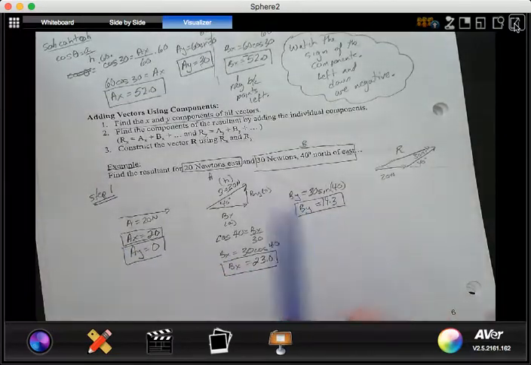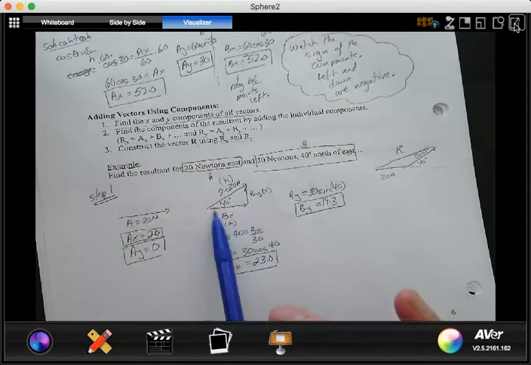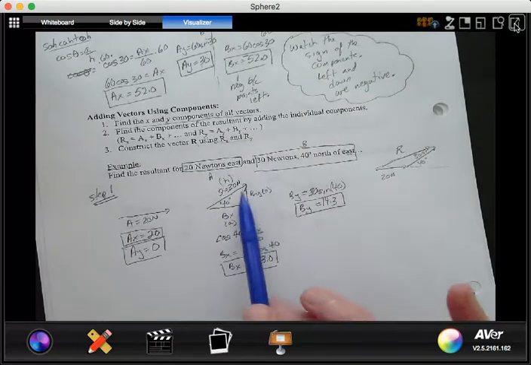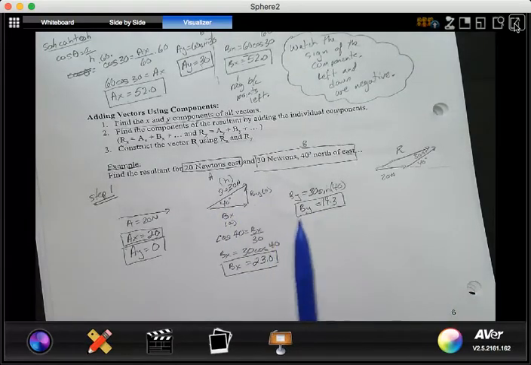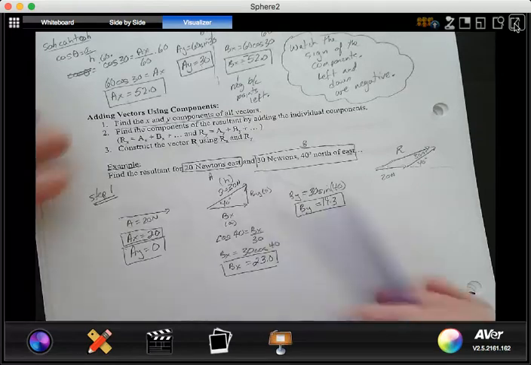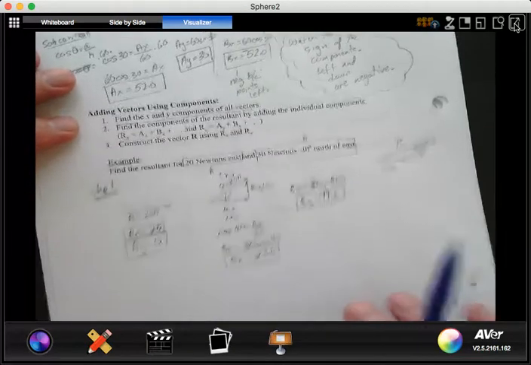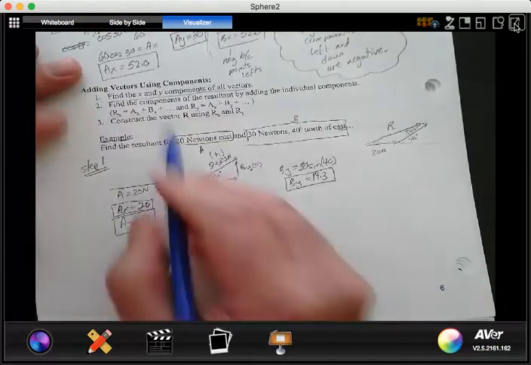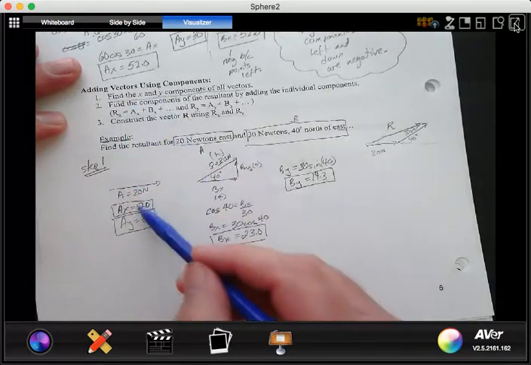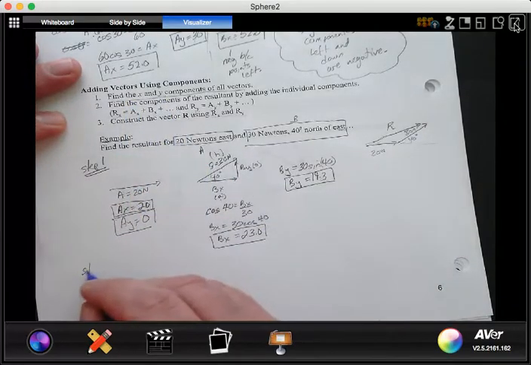Now, remember, we should check and see if anything should be negative. BX is to the right, so it should be positive. BY is up, so it should be positive. I probably should have, in the example, had at least one that's negative, but I didn't. So that's step 1. Step 1 was find the x and y components of everybody. We have that. Step 2.